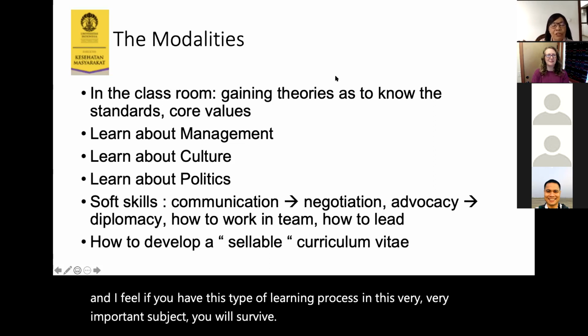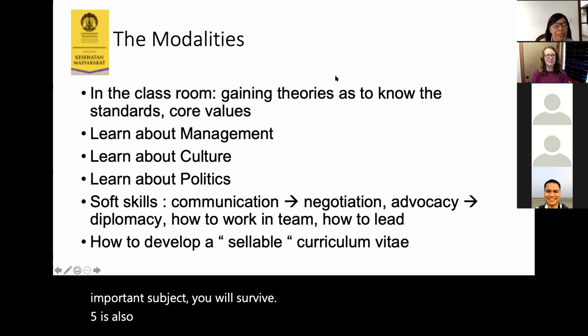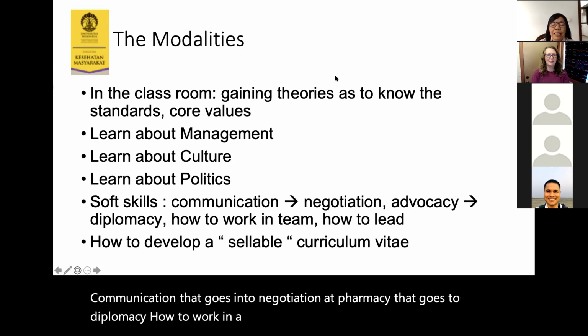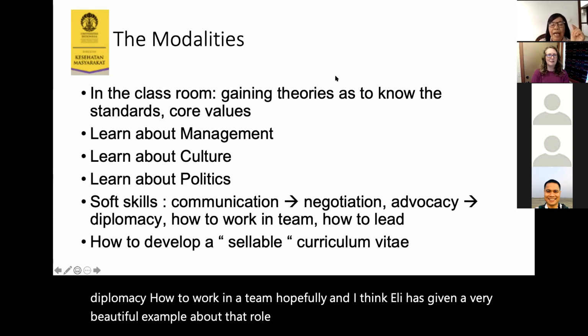Number 5 is also the soft skill. This is also not given in the classroom. For example, communication that goes into negotiation, advocacy that goes to diplomacy, how to work in a team, how to lead. And I think Ellie has given a very beautiful example about that role play in famine in Africa.